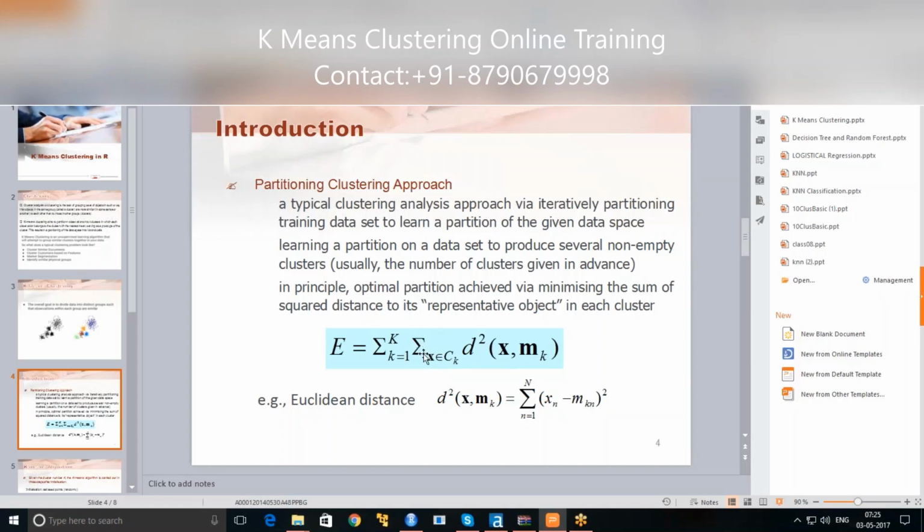So here it takes all the points of the first group and tries to find the distance between them and the mean of the first group. So it's trying to find out, okay, you have 1000 points and I'm dividing them into 10 groups, or you have 100 points and I'm trying to divide them into 4 groups.